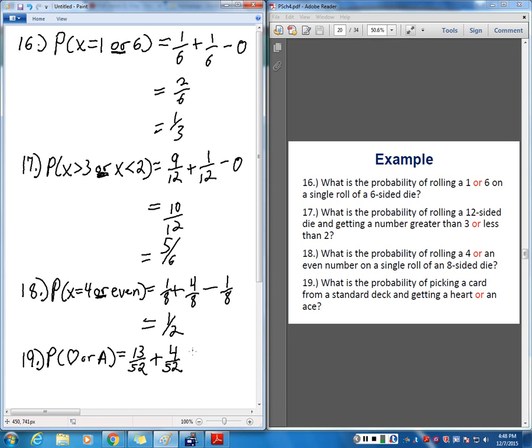Now, is it possible to get a heart and an ace at the same time? Oh yes, it is. How many ways can that happen, or how many cards does that happen on? Well, only one of them. That would be the ace of hearts. That's a heart and an ace at the same time. So subtract that, because one of these 13 hearts is the ace of hearts. One of these 4 aces is the ace of hearts. I have double counted it. Subtracted out once. Now I've only counted it once.